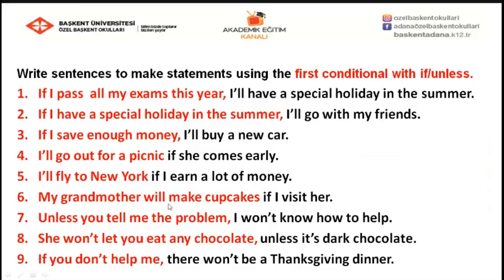My grandmother will make cupcakes if I visit her. Unless you tell me the problem, I won't know how to help. She won't let you eat any chocolate unless it's dark chocolate. If you don't help me, there won't be a Thanksgiving dinner. So we have written sentences to make statements by using the first conditional with if or unless.